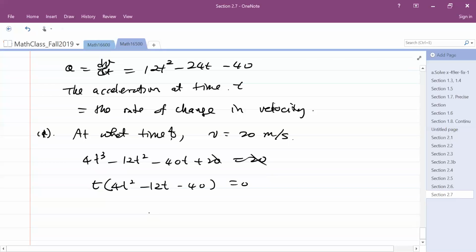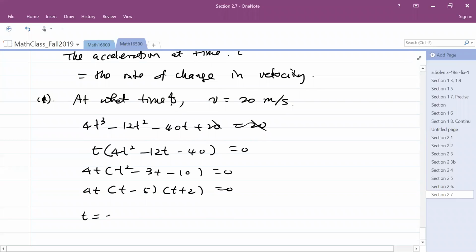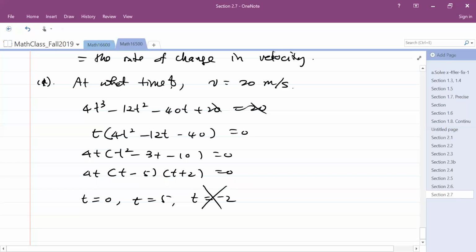You can take 4 out: t squared minus 3t minus 10. And you can factor this: (t minus 5)(t plus 2) equals 0. So how many solutions do you get? Since t is always positive or 0, t equals 5, and t equals -2 is not included because we only consider positive t. So at t equals 0 and t equals 5, this particle has a velocity of 20 meters per second.